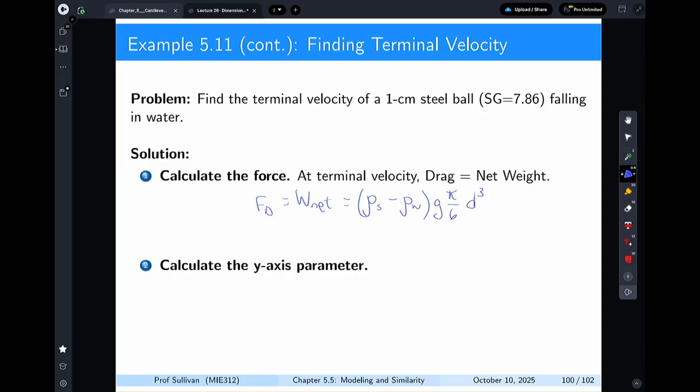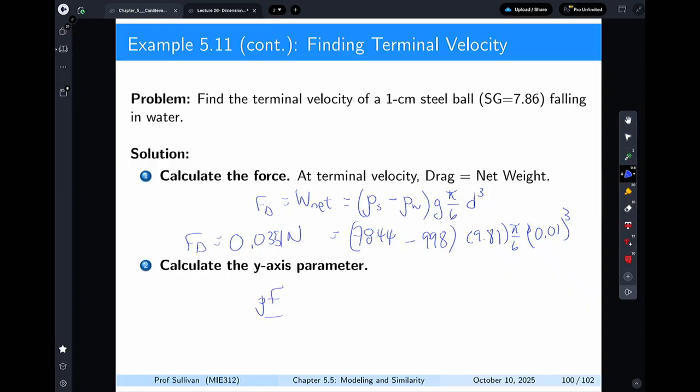So all you're doing is taking kilograms per cubic meter, multiplying it by gravity, and also multiplying by the volume of the sphere. And that will equal 7844 minus 998, times 9.81, times pi over 6, times 0.01 cubed. And force of drag equals 0.0351.